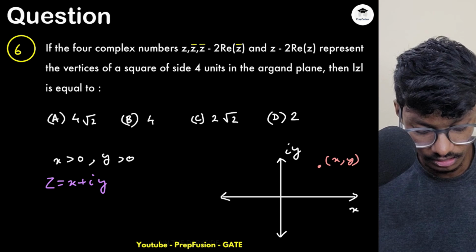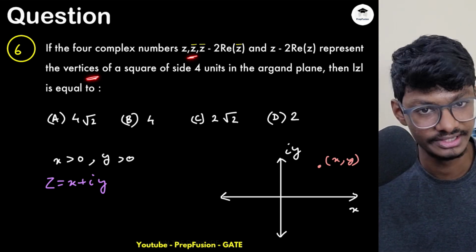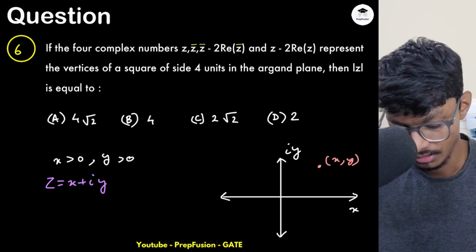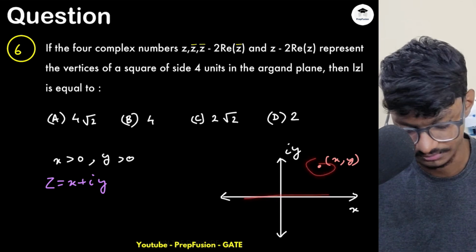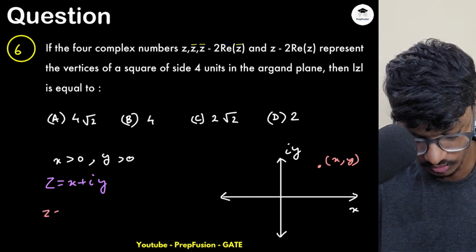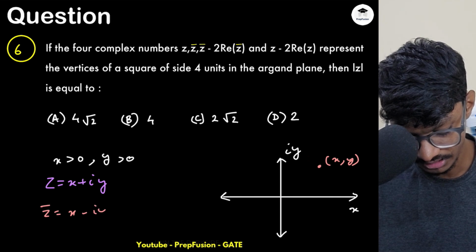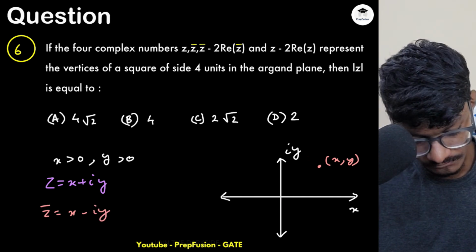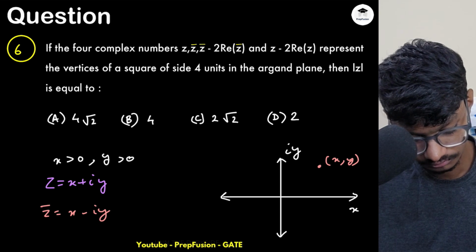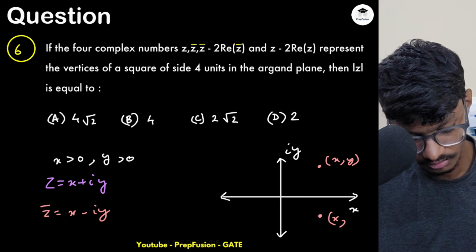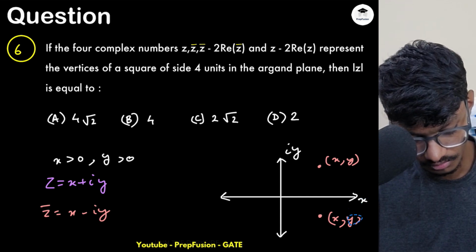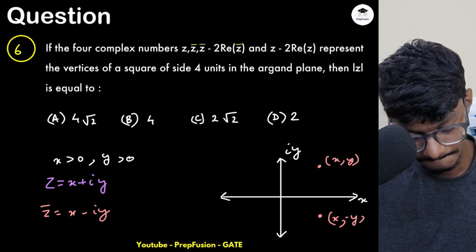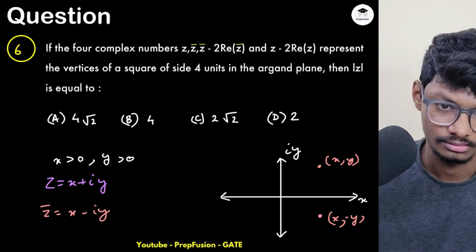Now z bar is also a vertex of the square. Z bar is simply the mirror image of this about the x axis. If I write it in terms of an equation, z bar equals x minus iy. So it will be somewhere around here. So this is the case.